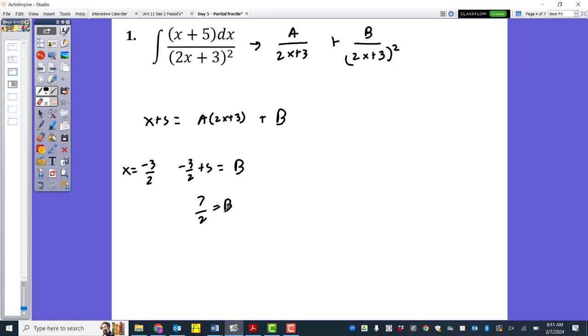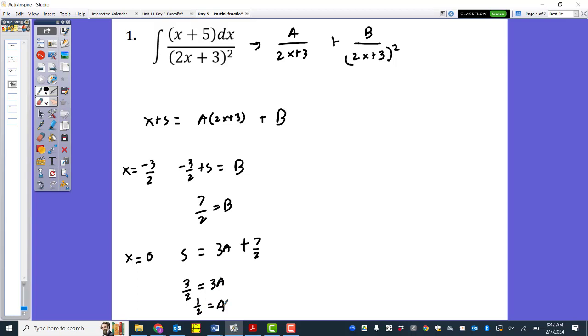But there's nothing that's going to cancel out the b. So we need another x. And now at this point, since we can just plug in b, we can pick any x we want. So I'm going to look at this and say, I think 0 looks like a really good x. Things will go away there. So we end up with 5 equals 3a plus b. b is 7 over 2. We'd subtract the 7 over 2, so that gives us 3 over 2 equals 3a. Divide by 3, so 1 over 2 equals a.